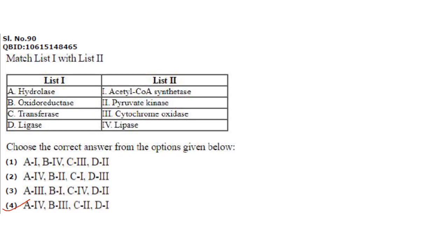Then next one. Of these enzymes, which is hydrolase, which is oxidoreductase, transferase and ligase. So hydrolase is lipase. Lipase is a hydrolase enzyme, A4. Oxidoreductase is cytochrome oxidase. Transferase is pyruvate kinase, and ligase is acetyl-CoA synthetase. So the answer here is option 4.